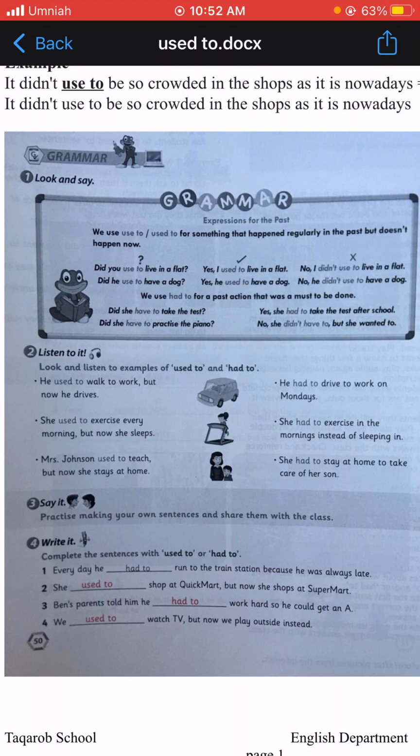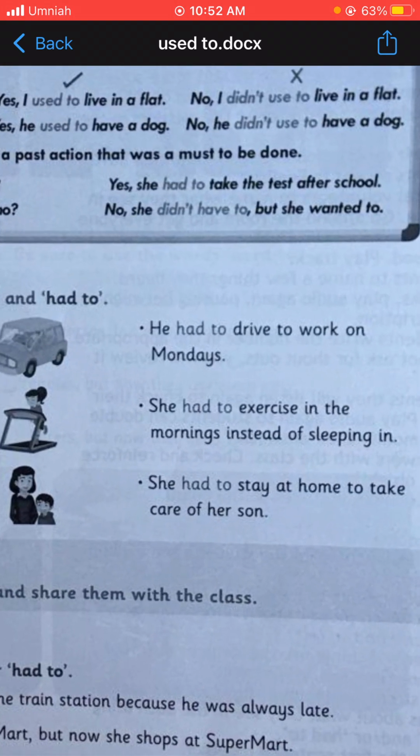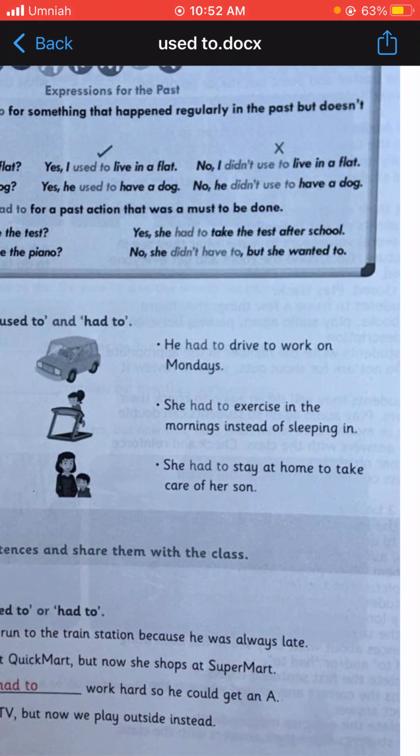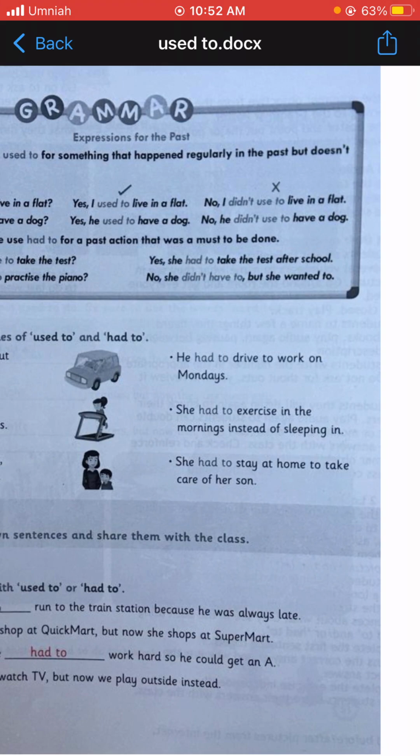So in this action, this is something that happened regularly in the past, but does not happen now, right? Excellent. Look at the same sentence here, but we use here not used to, we use had to. She had to exercise in the morning instead of sleeping in. So here, as I said, this action was a must to be done because she had to exercise in the morning instead of sleeping in, right?